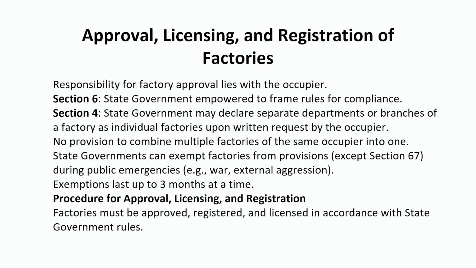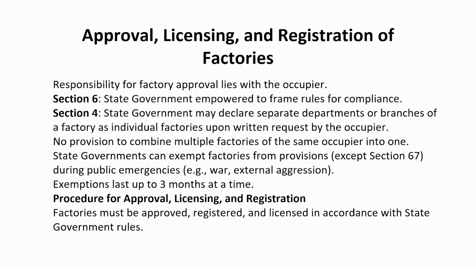For this we have Section 6, where the state government is empowered to frame the rules for compliance, and in this we have Section 4. We can say that the state government may declare separate departments or branches of a factory as an individual factory on the written request of the occupier. And the state government can exempt any factory from the provisions, for example, during a public emergency or otherwise, and a time limit has been fixed for this.